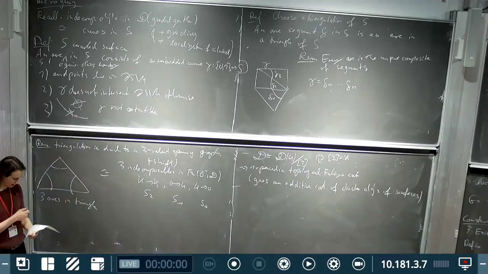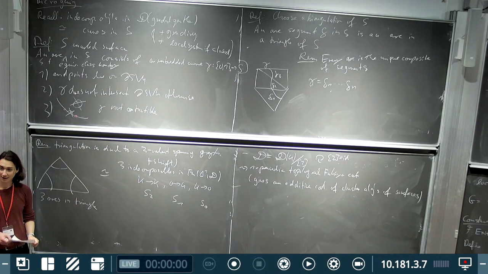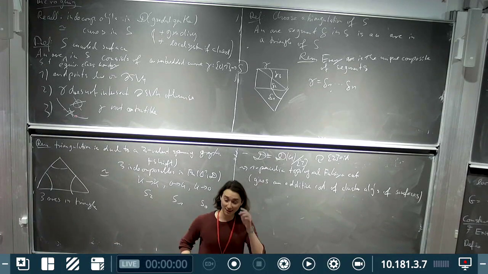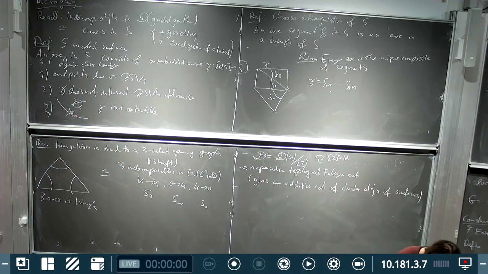So you pick an ordering of the vertices or something like that, and then is it cyclic? Yes, exactly. Everything is cyclically ordered. This will now be very important. Absolutely.